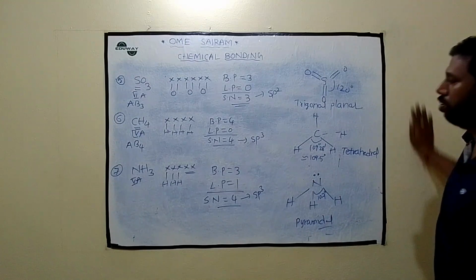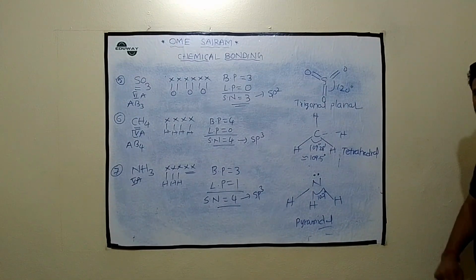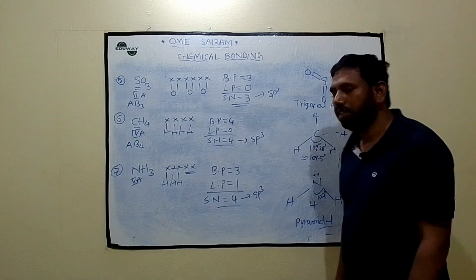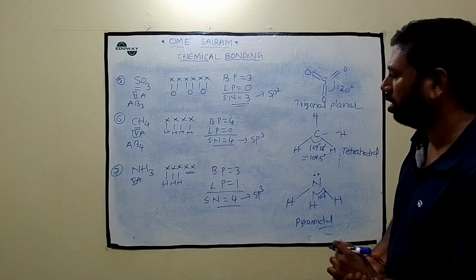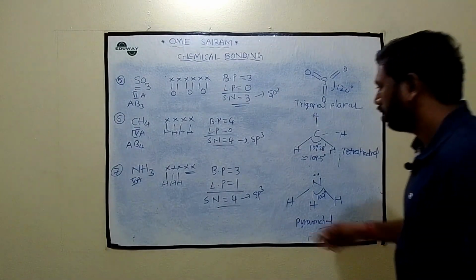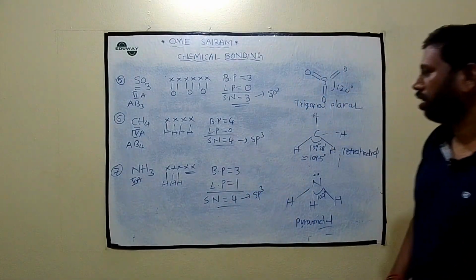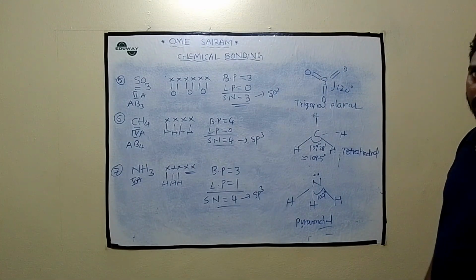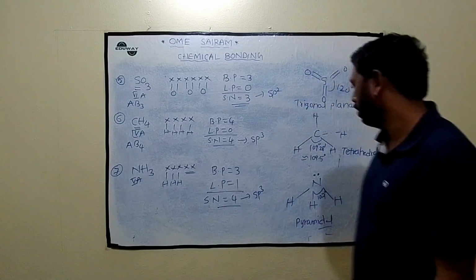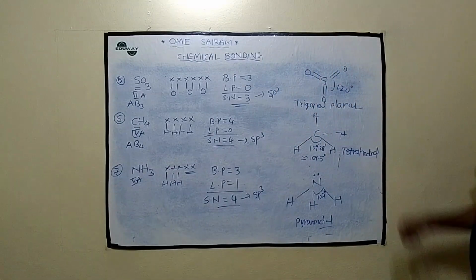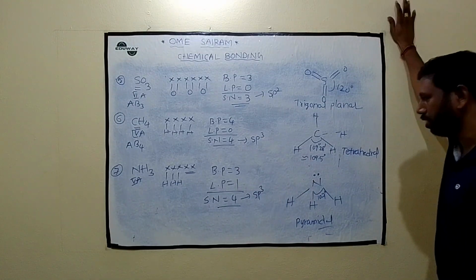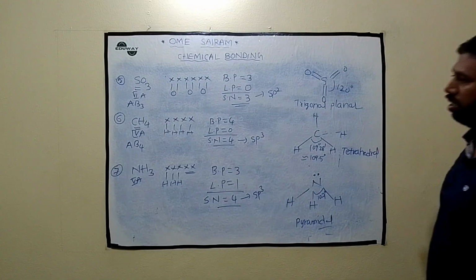If any molecule has 3 bond pairs and 1 lone pair, the molecule should be in pyramidal shape, and the hybridization is sp3 hybridization. In ammonia molecule, how many lone pairs present in central atom? 1 lone pair. How many bond pairs present in central atom? 3 bond pairs. What is the hybridization of ammonia molecule? sp3 hybridization. What is the shape of ammonia molecule? Pyramidal shape. What is the bond angle in ammonia molecule? 107 degrees.